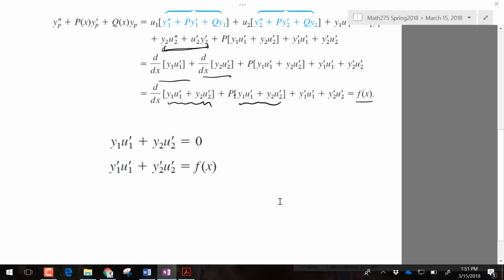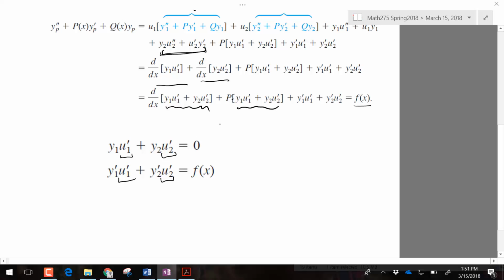so from here they came up with this linear system that I was talking about, where we're trying to solve for u1 and u2. Now, this is where we go to linear algebra.